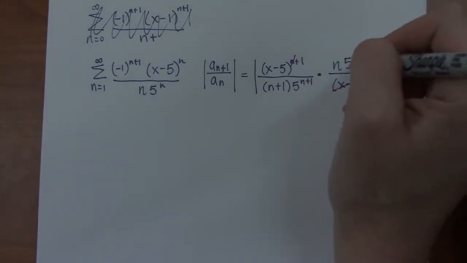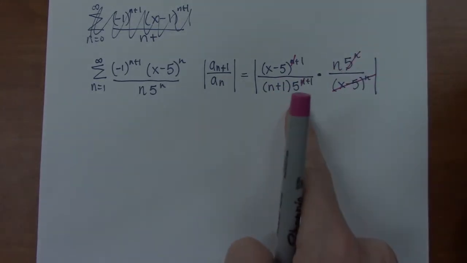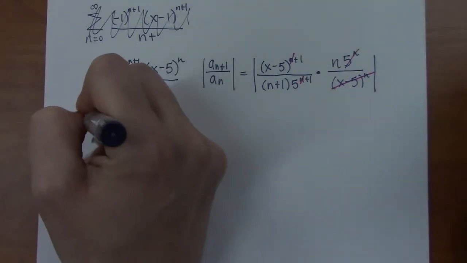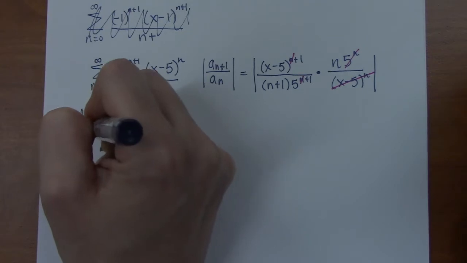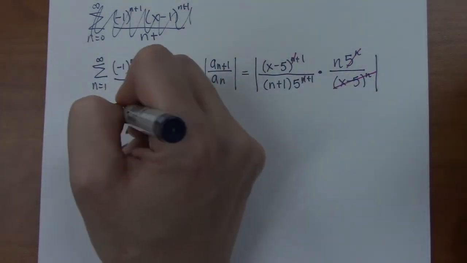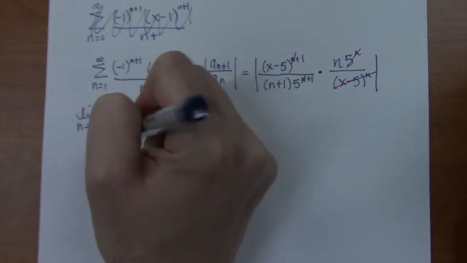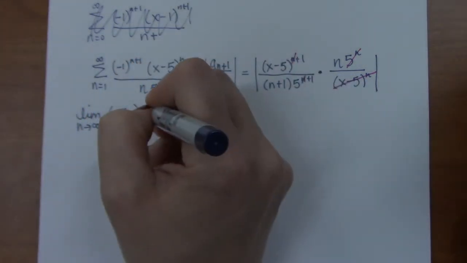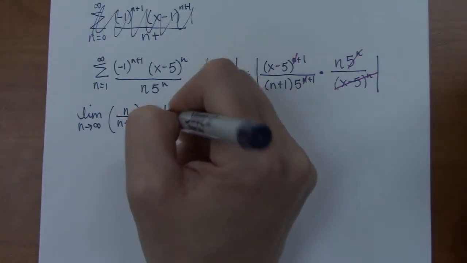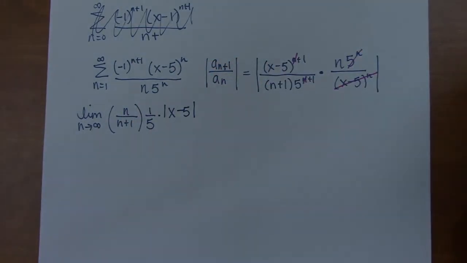The 5 to the n is going to cancel as well, and we're just going to be left with a 5. So what I'm going to do when I write the limit is group the like stuff together to make this a little easier to work with. I'm going to have n over n plus 1, and then 1/5, and I still have the absolute value of x minus 5 in the numerator. See, I was able to drop the absolute value around everything else because those are all positive, but I've got to keep it around that x minus 5.